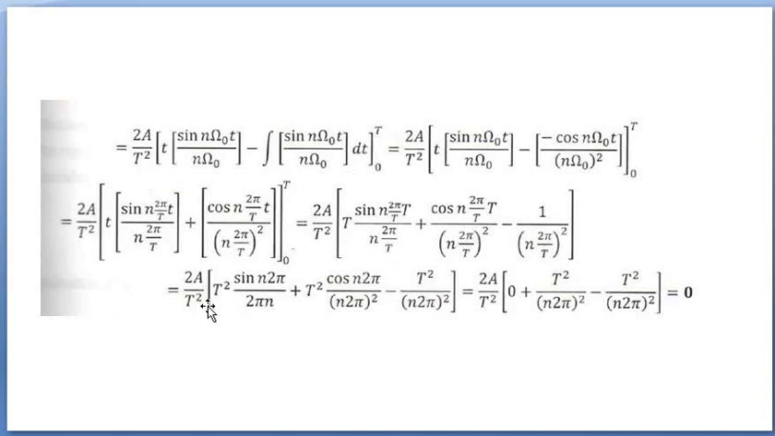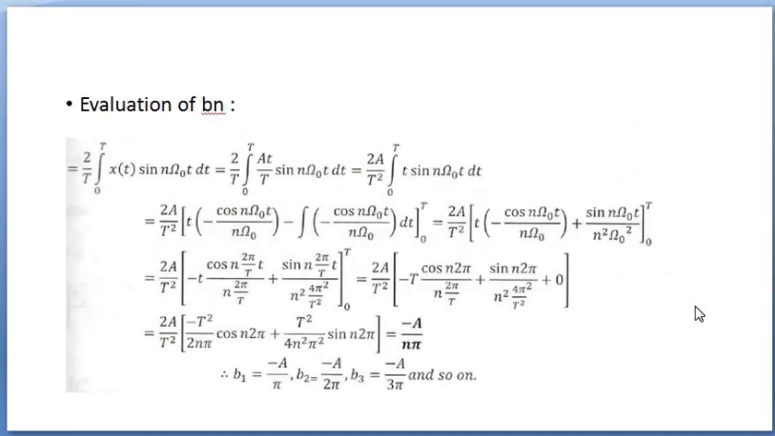So 2a by T square, this term is T square sin n 2 pi divided by 2 pi n plus T square cos n 2 pi divided by (n 2 pi) the whole square minus n T square by (n 2 pi) square. Sin n 2 pi value is 0, so 2a by T square plus T times 0 plus T square cos n 2 pi, whose value is 1, by (n 2 pi) the whole square minus T square by (n 2 pi) the whole square. On simplification of this, the two terms get cancelled, so an is equal to 0.